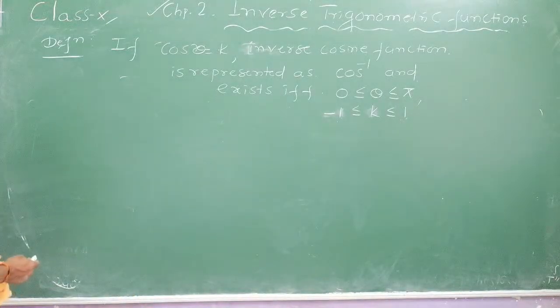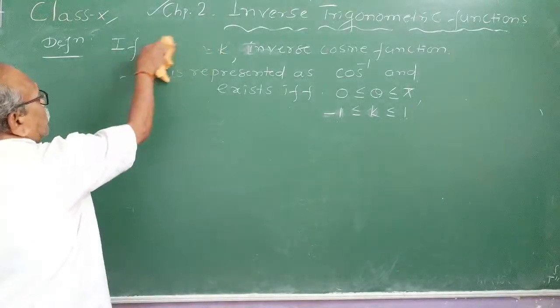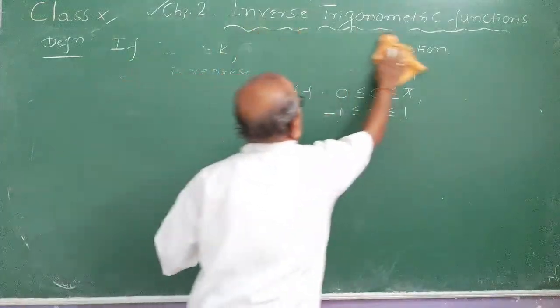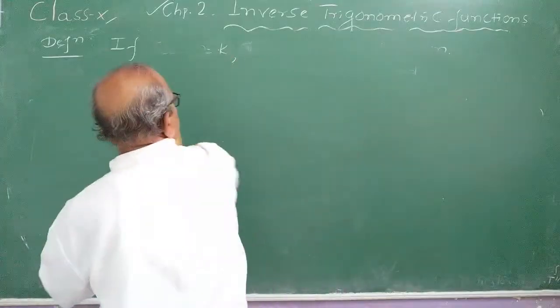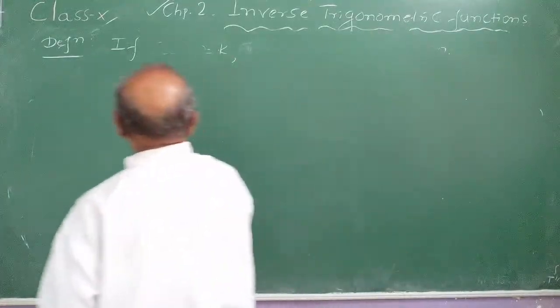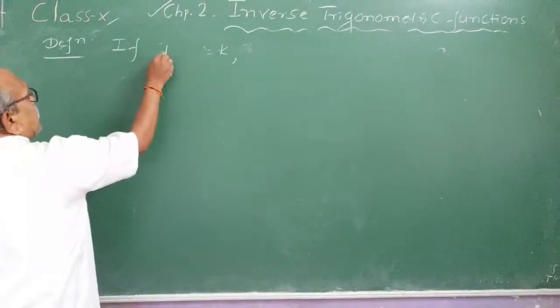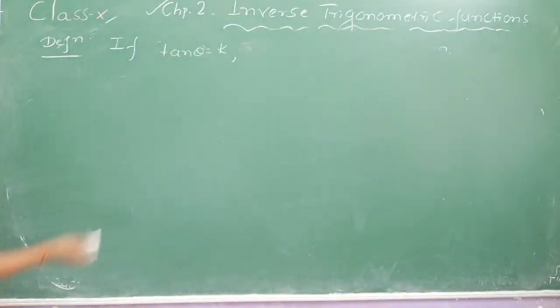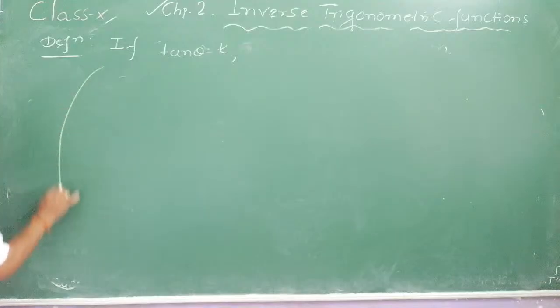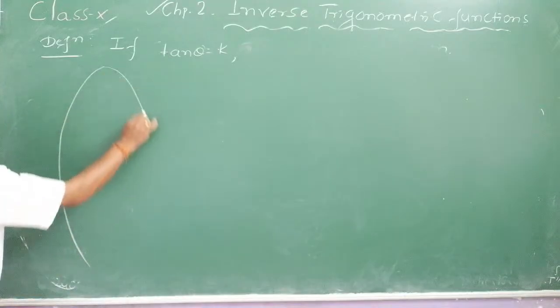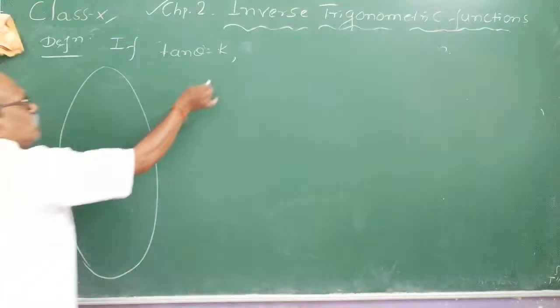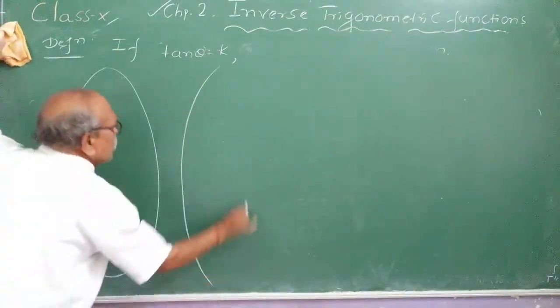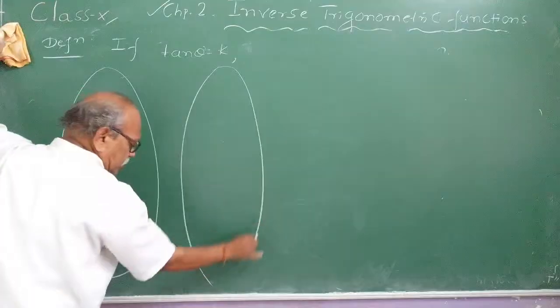Continue. Now let us check how to define tan theta and under what condition tan theta exists. Tan theta is equal to k, trigonometric function. I will write again domain and codomain. We'll take few values of domain and few values of codomain. Then you can understand the restrictions.